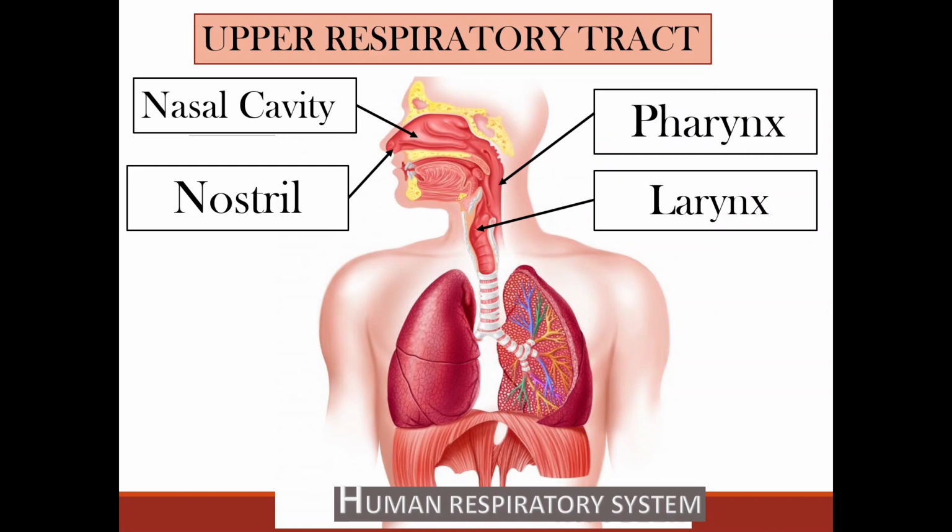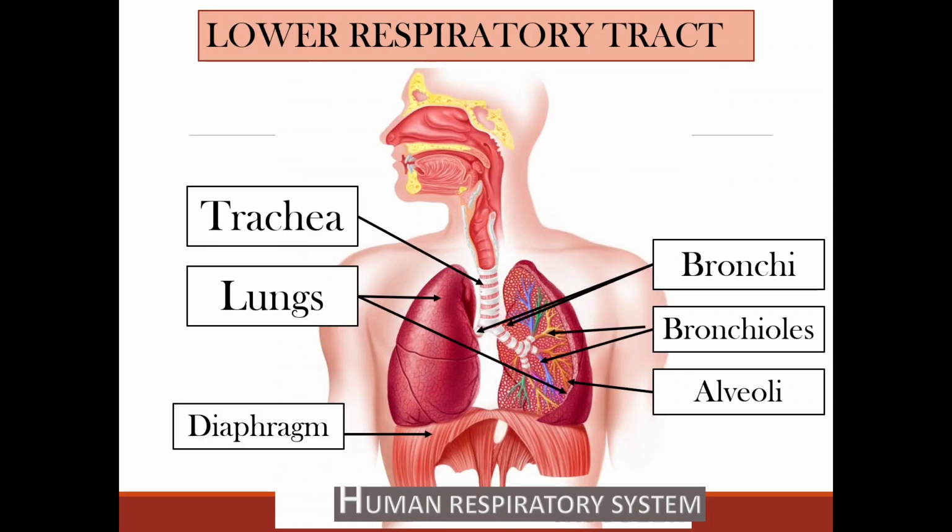Now, our respiratory system is divided into two. We have the upper respiratory tract, which consists of the nasal cavity, nostril, pharynx, and the larynx. And the lower respiratory tract, which consists of the trachea, lungs, diaphragm, bronchi, bronchioles, and alveoli.